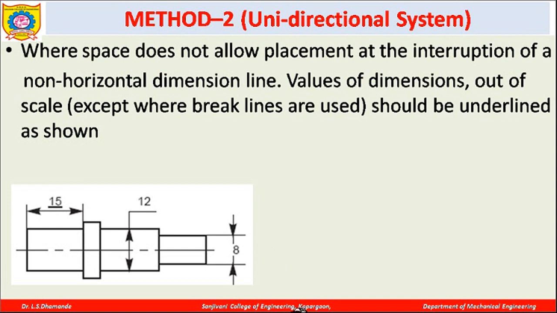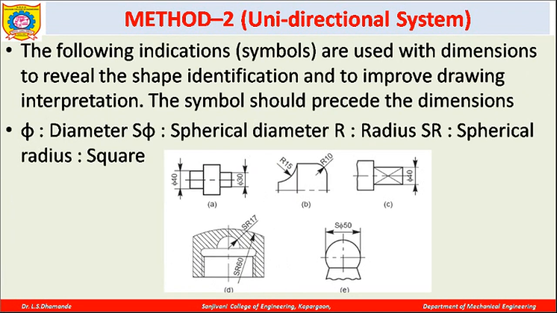Also in the unidirectional system, in general for all other drawings also, the following indications or symbols are used with the dimension to reveal the shape identification. You will come to know the shape of that particular component by observing that symbol, and to improve the interpretation of the drawing properly. The symbols used will precede the dimension, so whatever the dimension is, it will be preceded.